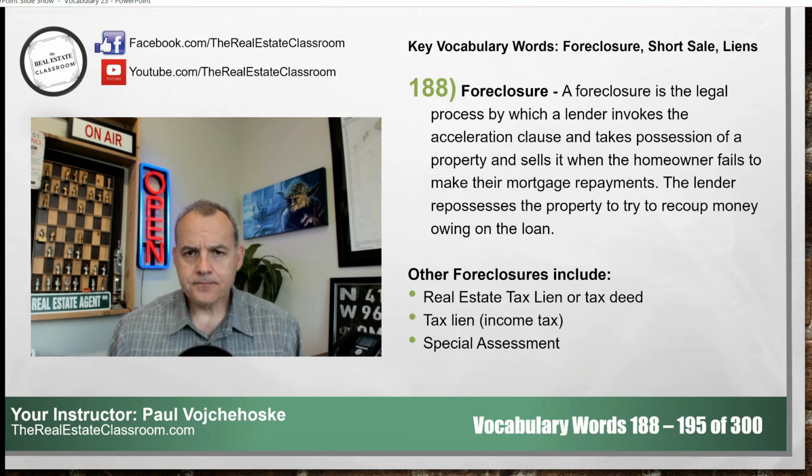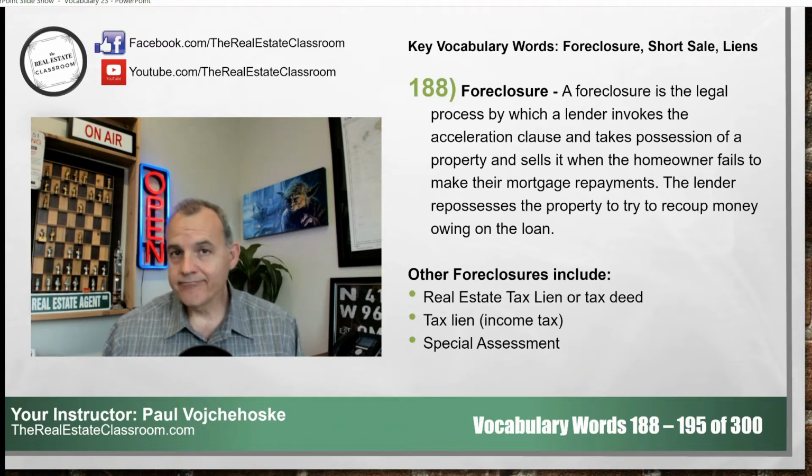All right, now we're going to go into some different types of foreclosures in the next slides, but there are other foreclosures as well that you have to be aware of, in addition to the lender foreclosing on a property. Real estate tax lien or real estate tax deed. Depending on the state that you're in, if somebody doesn't pay their real estate taxes, then there is a mechanism for foreclosure. There is a tax lien, which also can result in a foreclosure.